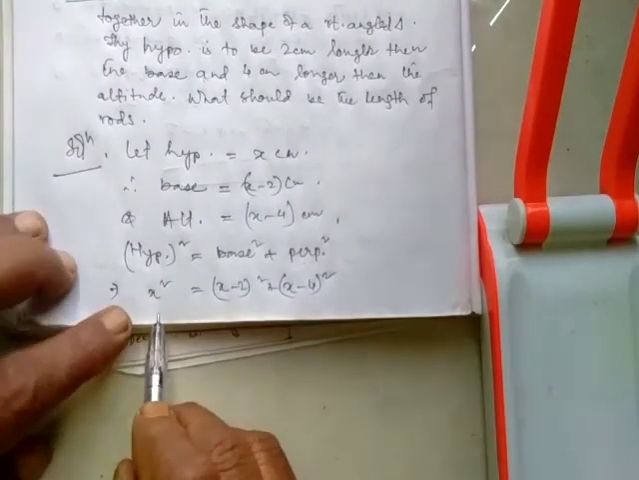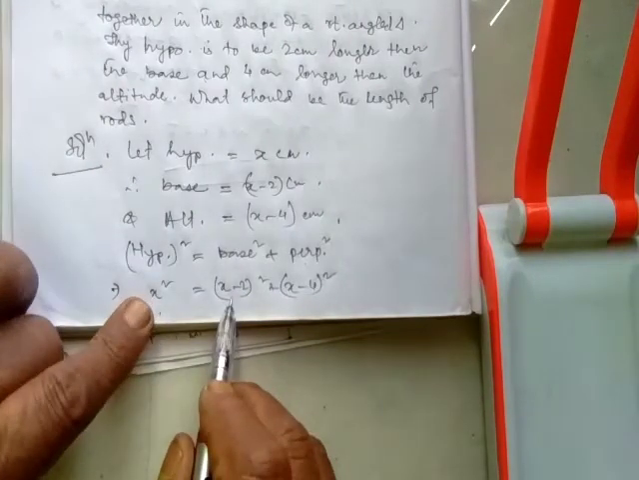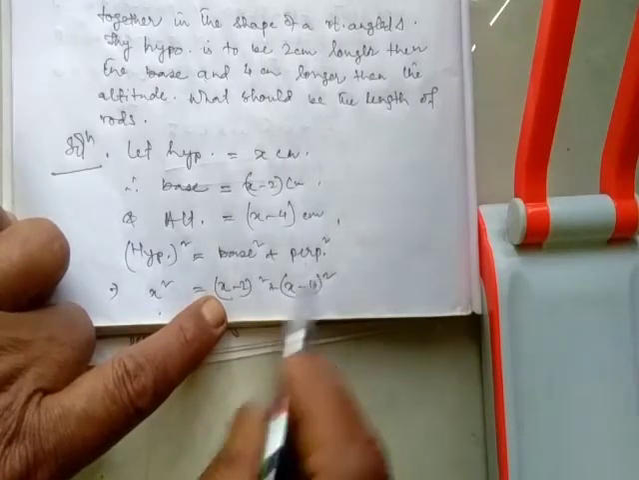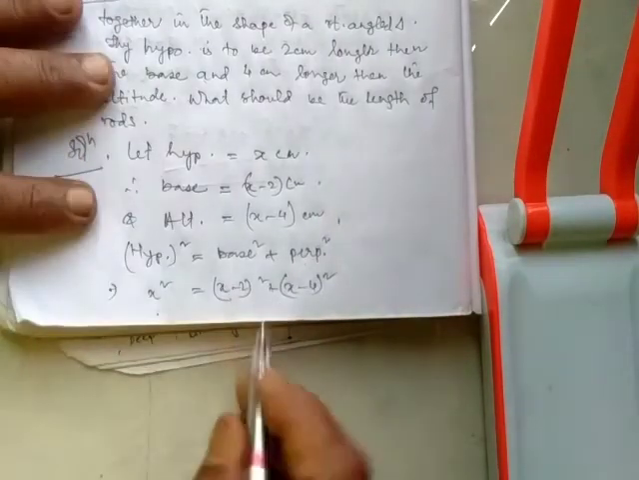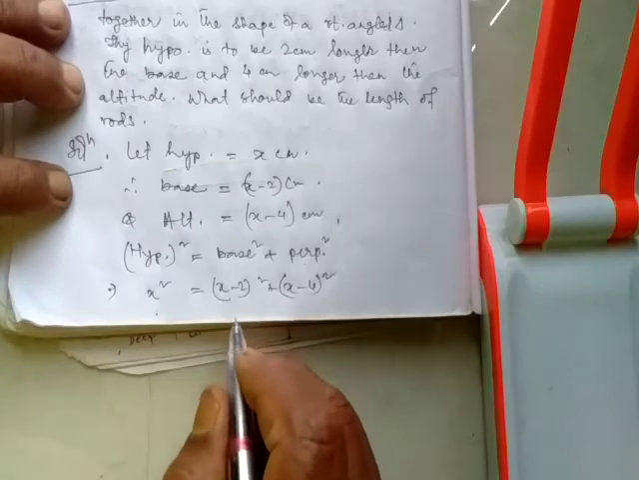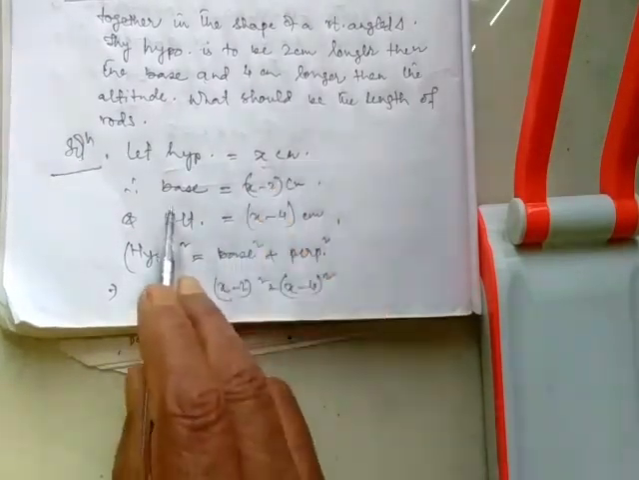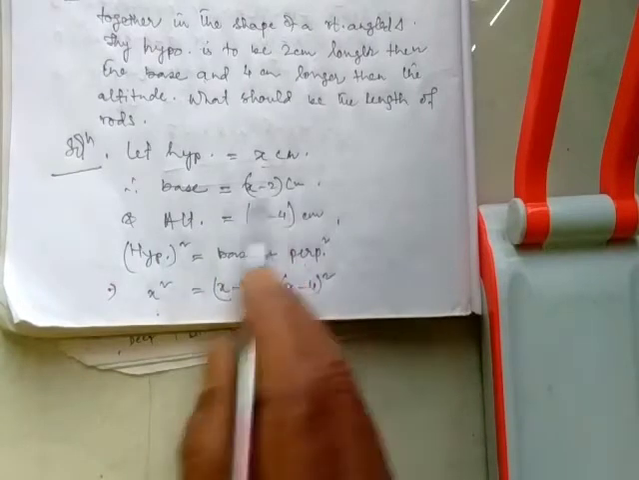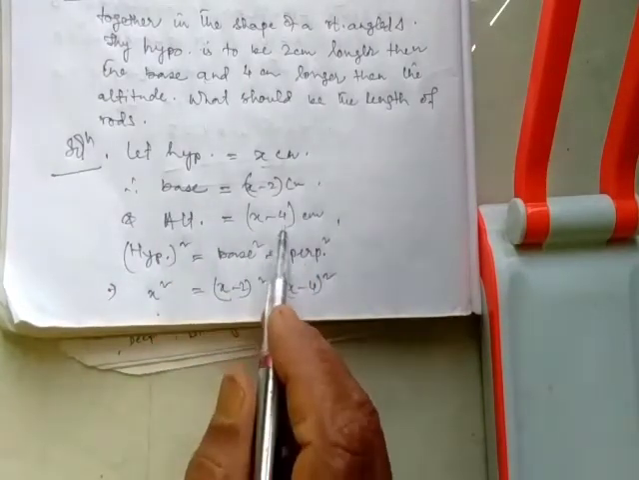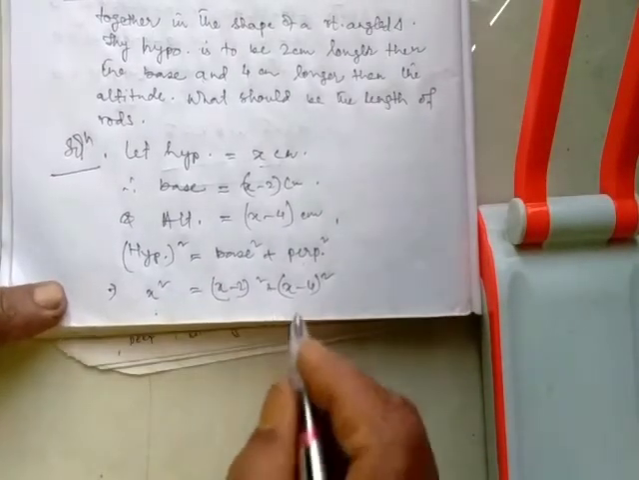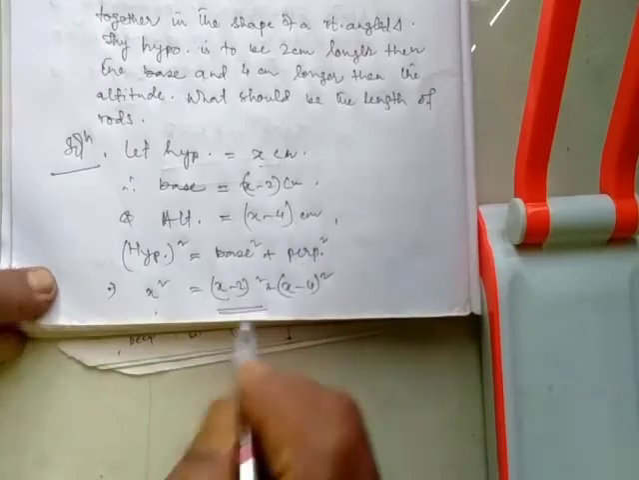Now you solve it. This is the a minus b whole square formula. You split it using the formula and solve for x. After getting the value of x, x is the hypotenuse, x minus 2 is the base, and altitude is x minus 4. Thus, if you proceed, you will get the solution. So I am leaving it for you. You will try it.